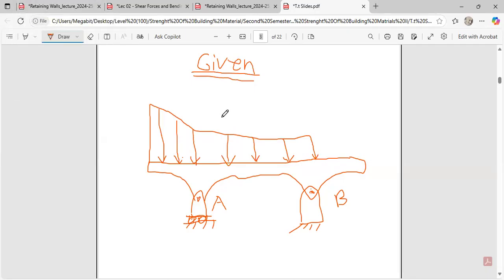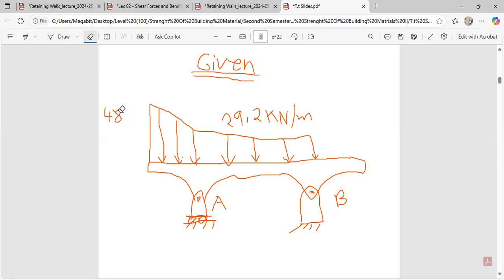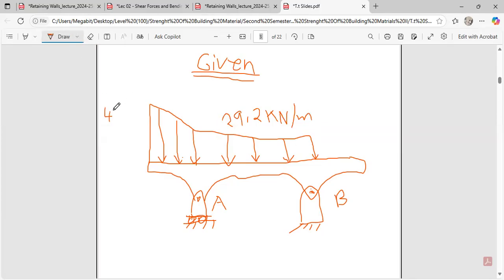Okay. And here was 29.2 kilonewton per meter. And here was 43.8 kilonewton per meter.